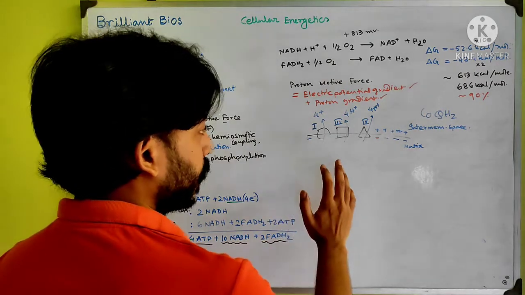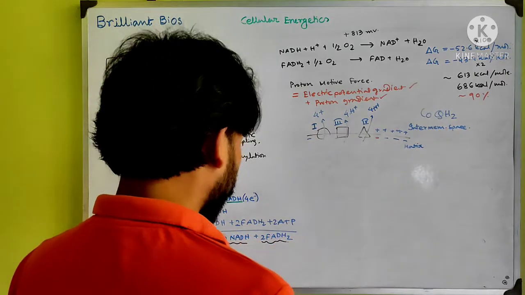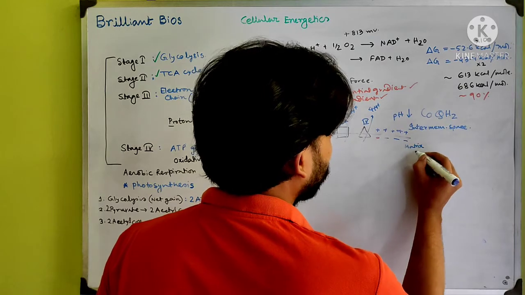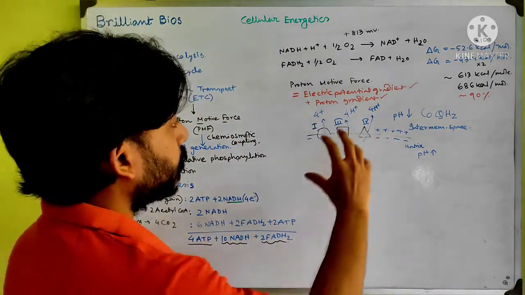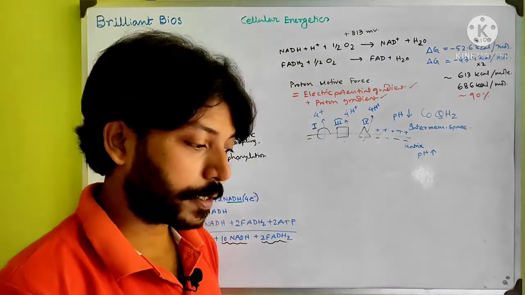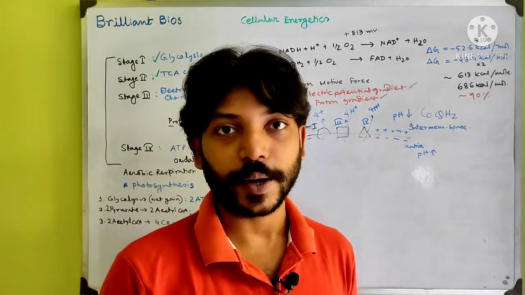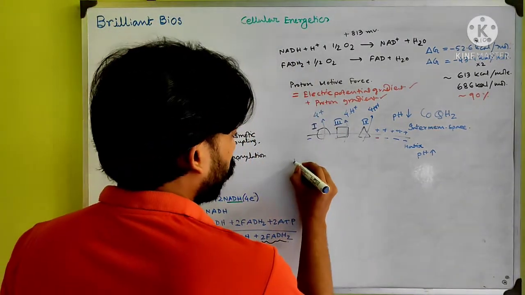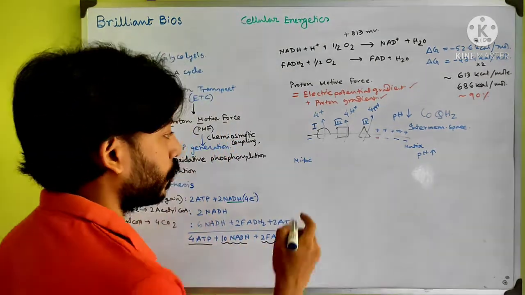Here, as the protons come out, the pH of the intermembrane space will decrease, and the matrix pH will increase, and the electric potential difference you have to calculate. But as the mitochondria is so tiny, you cannot put electrodes directly. So scientists have performed indirect experiments, where the mitochondria are in good condition, or you can say respiring mitochondria.